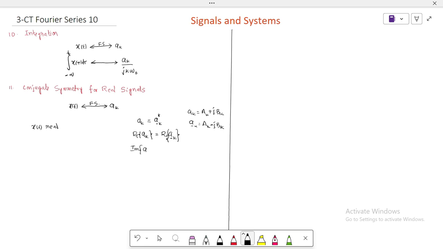The magnitude of ak is equal to the magnitude of a minus k. There is no change. Why? Because under root of ak square plus bk square, here also under root of ak square plus bk square. But the angle differs by 180 degrees, so the angle of ak is equal to minus the angle of a minus k. These are the properties whenever x of t is real.